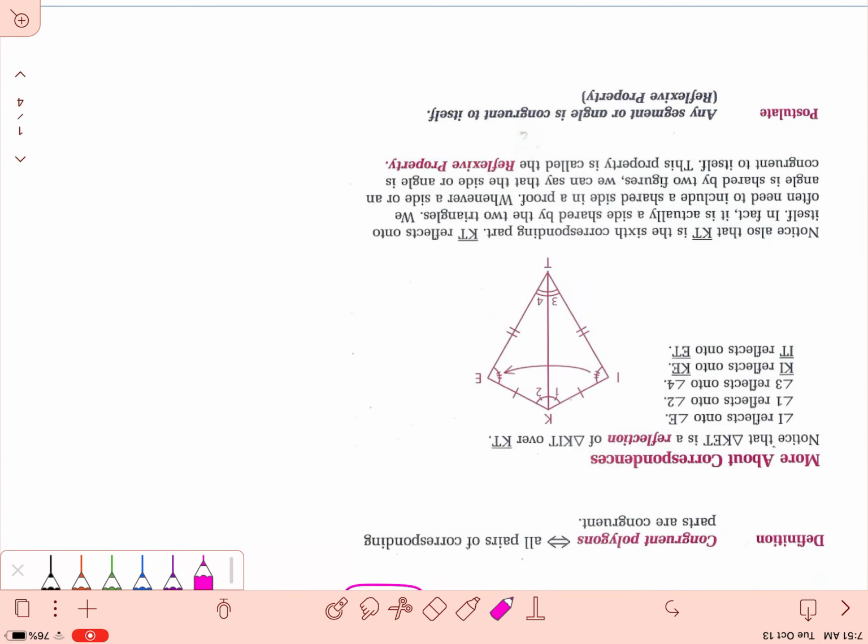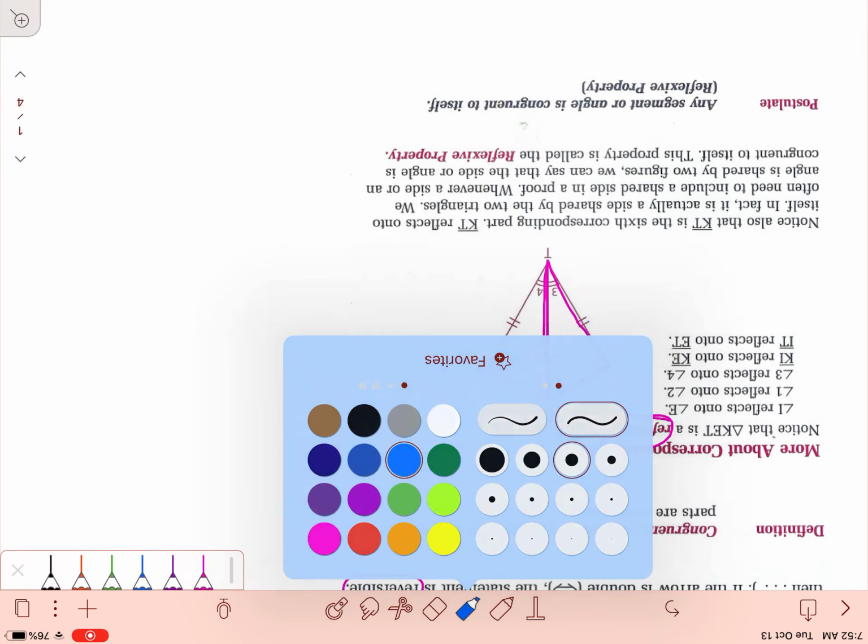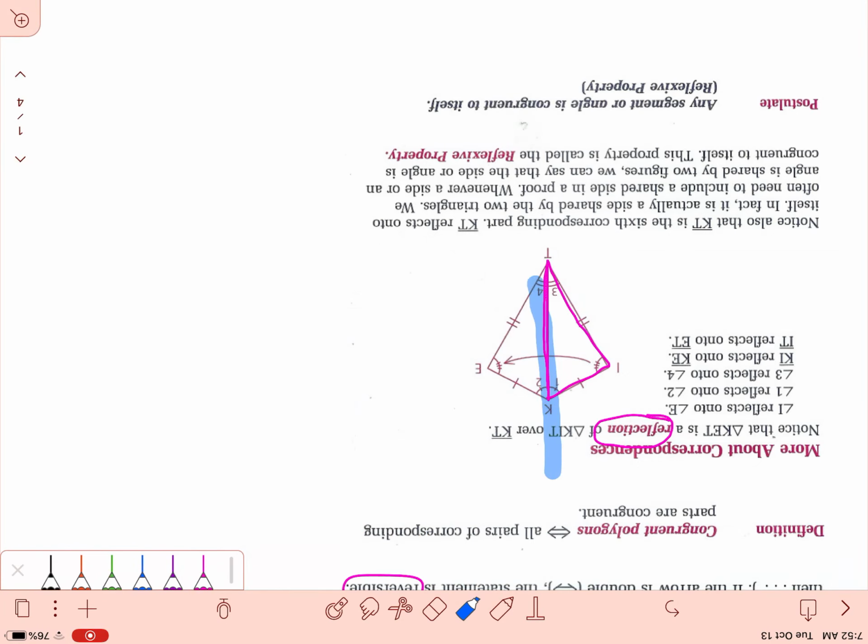Next, let's talk about reflection. So here's my reflection property that we're going to be talking about. If I were to actually take this triangle, KIT, this pink triangle, and I were to reflect it, if you remember from, I think, 7th grade is when reflections come in. If we were to reflect it across this line, this angle I would flip over here and become this angle E. We're reflecting it, okay? This side, KI, would flip over here to this side, KE. So you guys kind of get my drift there.